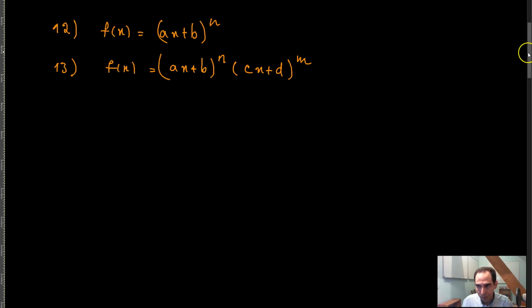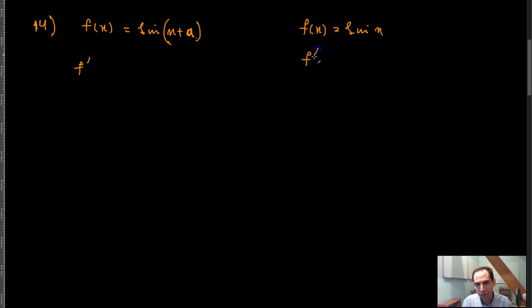We will do question number 14. Question number 14 is f of x equal to sine of x plus a. You know that if f of x is equal to sine x, then f prime of x would be cos x. And we know that if f of x is equal to sine of x plus a, then f prime of x is equal to cos of x plus a. But we can actually derive that using the first principle, I suppose.